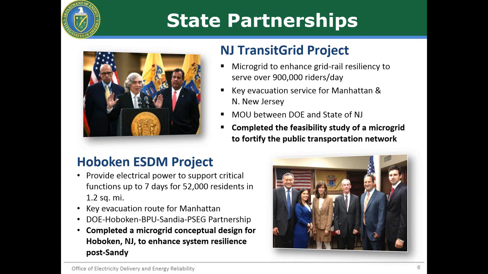This is part of our work to support partnerships with the states. In this example, we are partnering with New Jersey in two projects. After Superstorm Sandy, we deployed microgrids for rebuilding electric infrastructure by providing technical assistance and advanced R&D products. DOE has partnered with New Jersey Transit to develop a microgrid to enhance rail resiliency to serve over 900,000 riders a day. And the Federal Transit Administration provided additional funds to build the microgrid based on DOE developed design. As a result, New Jersey Transit received nearly $410 million in federal grants from the Federal Transit Administration to build the microgrid based on DOE developed design.